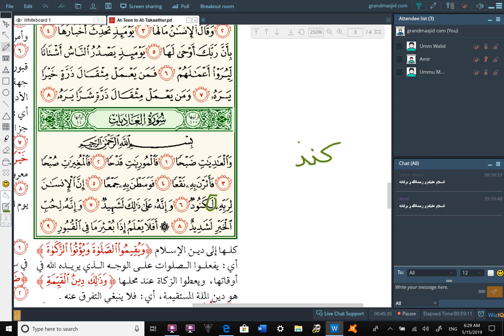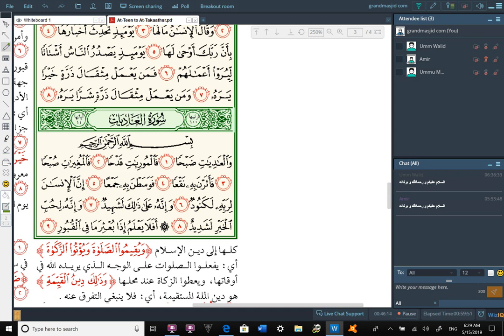Innal insana li rabbihi lakanud. He is, to his Lord, mankind, ungrateful. Right? He is ungrateful. Wa innahu, wa is harf atf. Innahu, inna is a harf nasikh, for tawkeed, for emphasis. Right? Innahu is mansoob because it's the ismu inna, but because it's mebni, we don't get to see the sign of being mansoob.